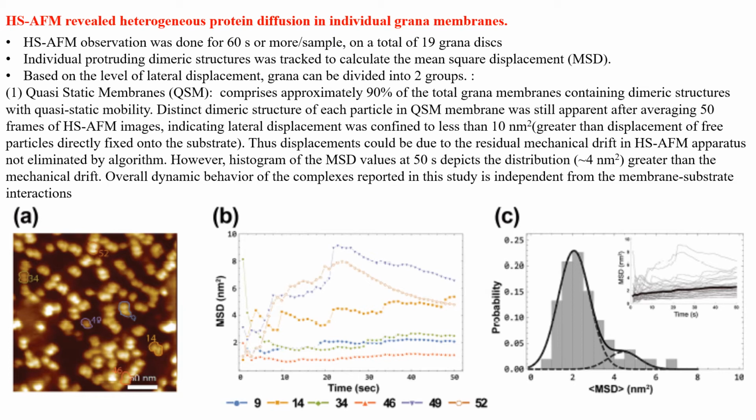This was seen after averaging almost 50 frames of the HSFM images for each of the discs, which indicated that the lateral displacement was confined to a very small region, less than 10 nanometers squared. To visualize this, if you look at the mean square displacement in figure B, it will be much more understandable. And you can see the original particles in figure A, as the AFM views the particles in each of the frames.